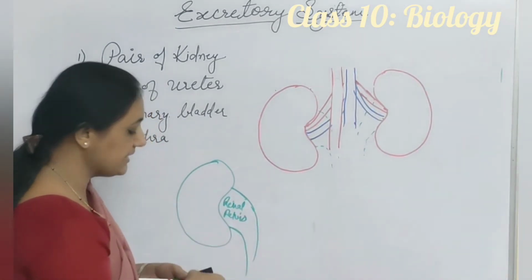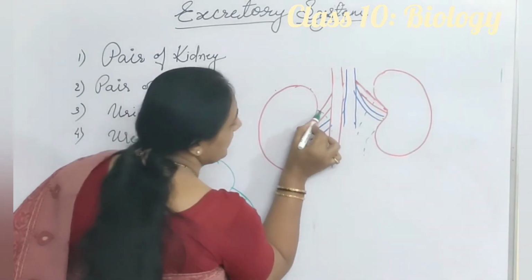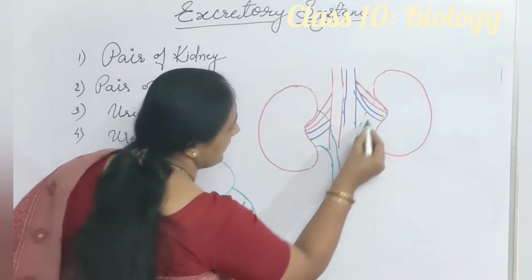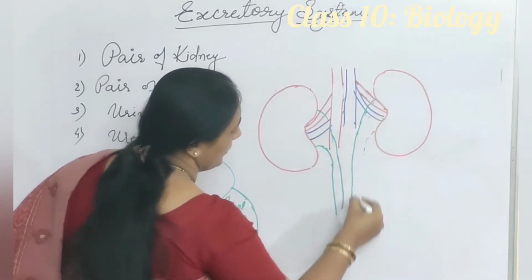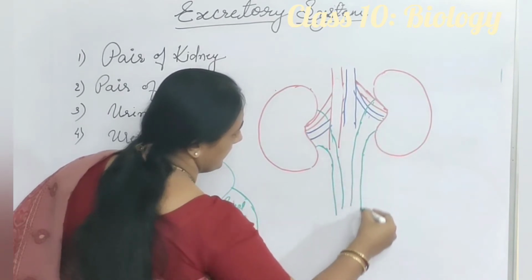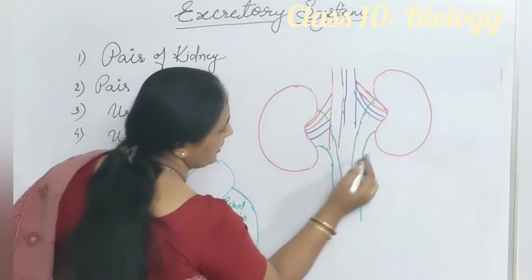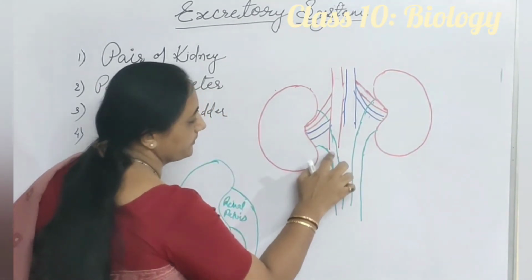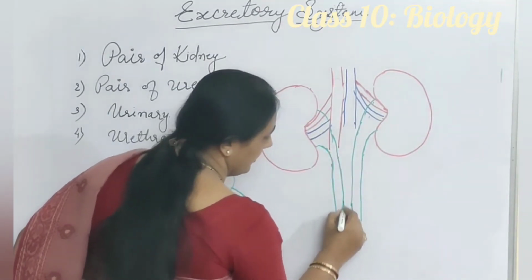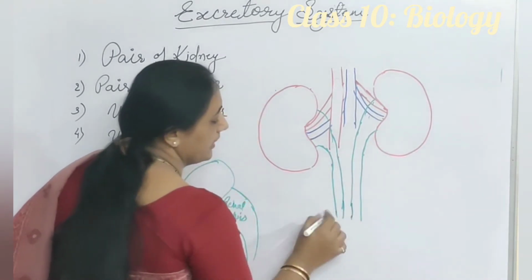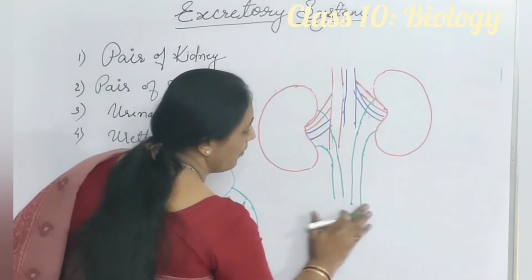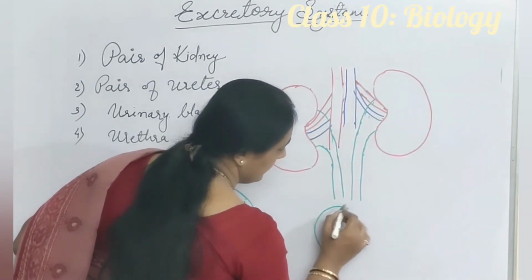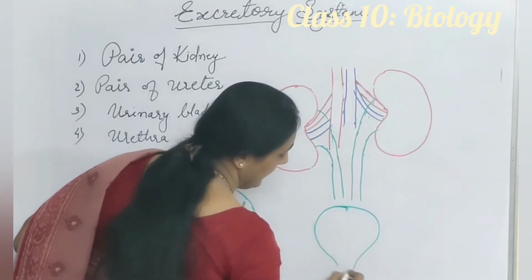From the renal pelvis, the ureter originates. These are the ureters, a pair of ureters. This is the renal pelvis, a funnel-like structure, and from here the tubular structure is called the ureter. So these are the two ureters, a pair of ureters. This pair of ureters opens in the urinary bladder.